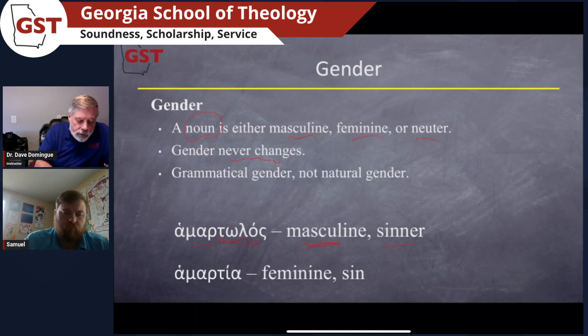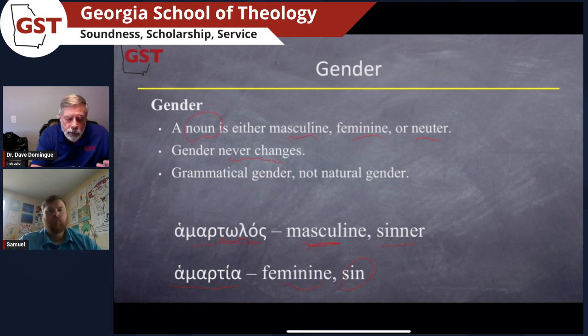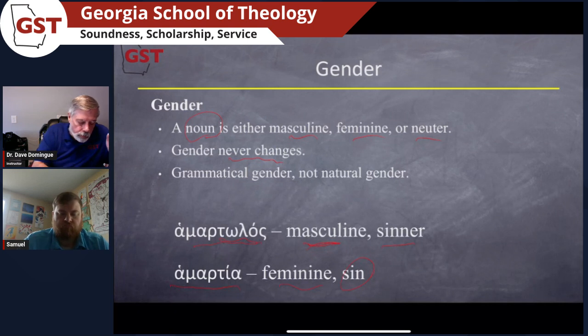So sinner is masculine, but harmatia, sin, is feminine. Now, we are talking grammatical gender, not natural gender. We're not talking about a male being a sinner, but about the word functioning in the syntax of the sentence in a masculine way, and harmatia in a feminine way. That can be confusing for some, but I think you got it. Let me ask, you okay with that?